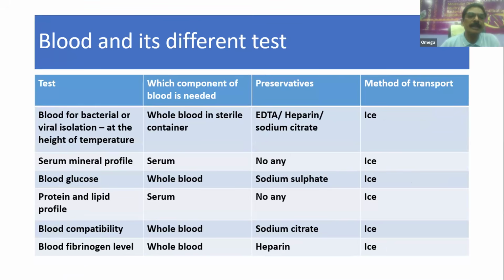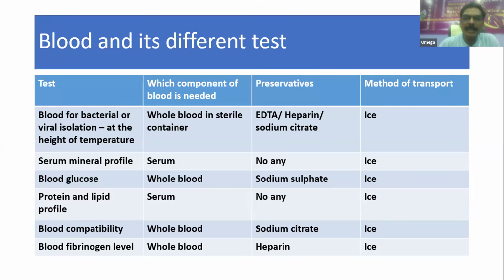Now for the other tests, like bacterial or viral isolation, we have to collect the samples at the height of temperature. Whole blood is required in a sterile container. It could be EDTA, heparin, or sodium citrate. It should be transported on ice only. Then for the mineral profile, we require serum. No preservative should be added, and it should be transported on ice only.